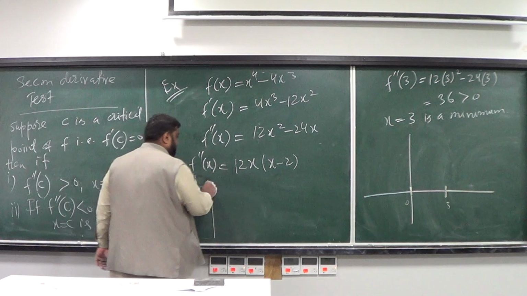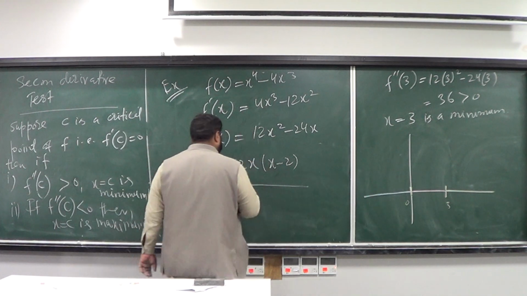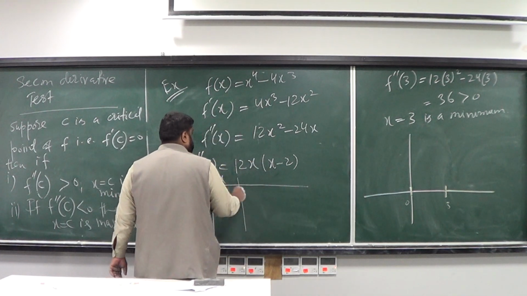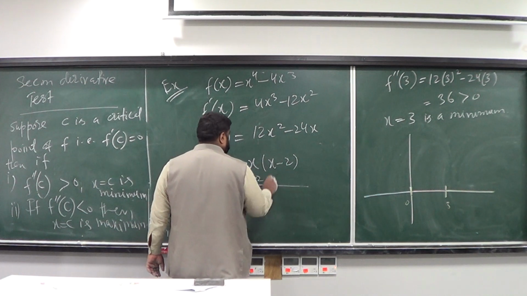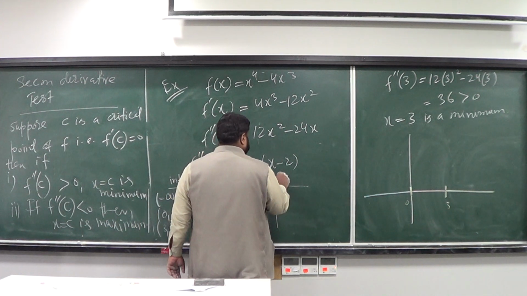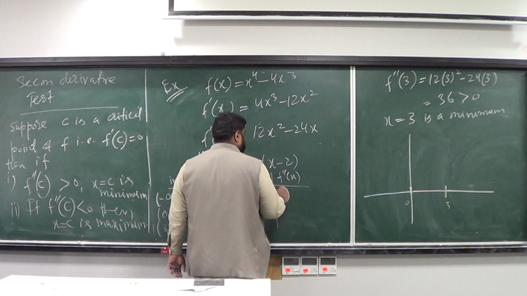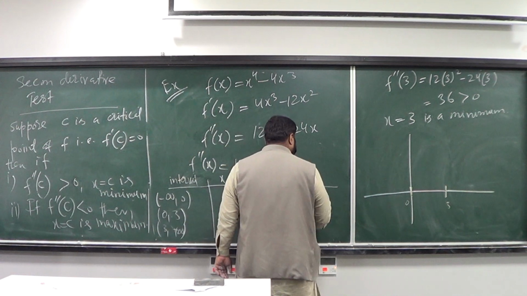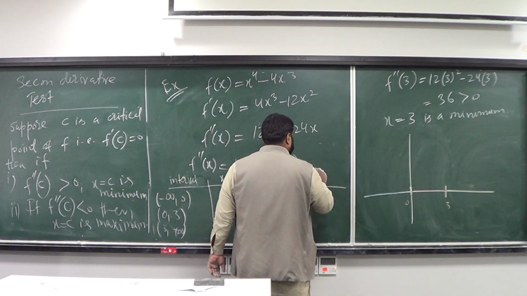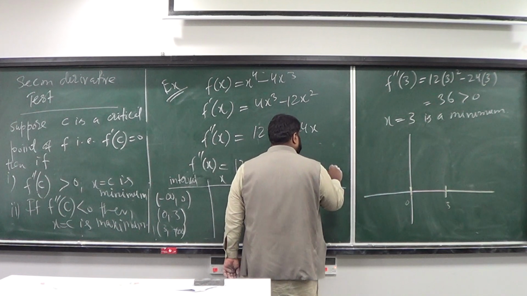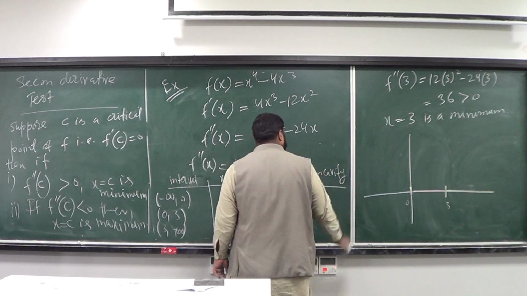And then put these two factors, so x minus 2, and let's put f double prime of x. And here, in the next column, let's put concavity.